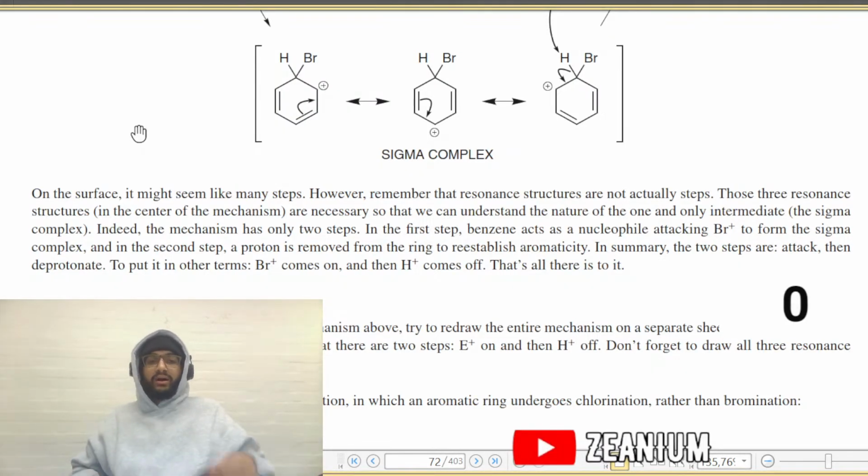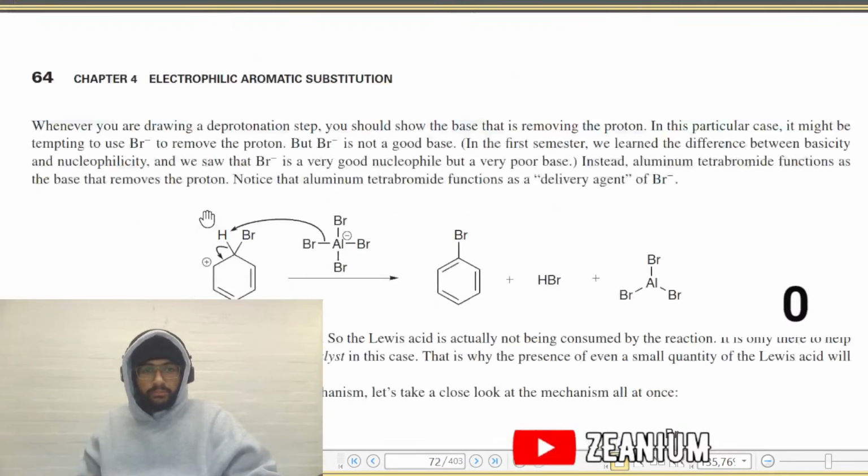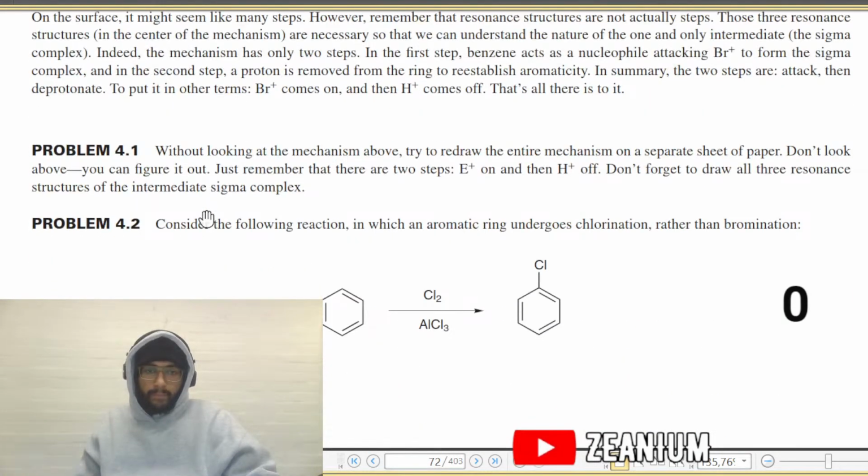Yeah, so it seems like a pretty simple mechanism, nothing too bad.